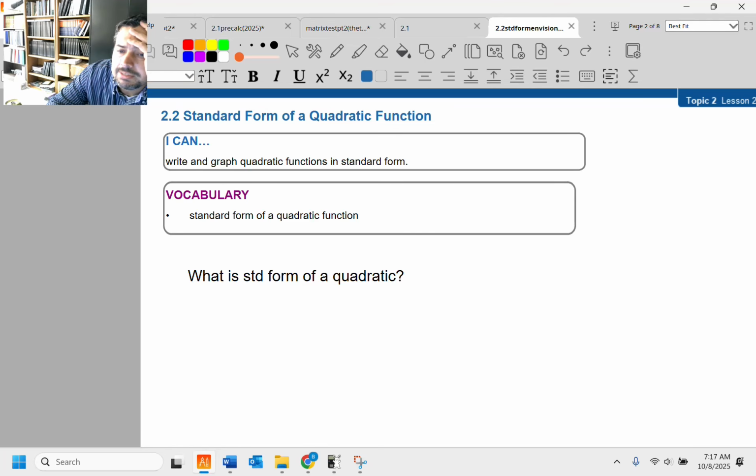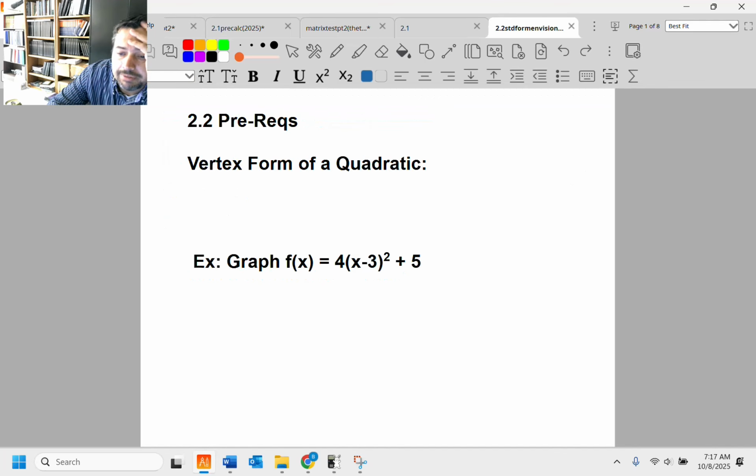And it seems like there's a prereq page here. The prereqs: the vertex form of a quadratic. Vertex form, I love it. You should too. Vertex form of a quadratic would be f of x or y or whatever you like is a times x minus h quantity squared plus k. Okay, so example, graph this thing.